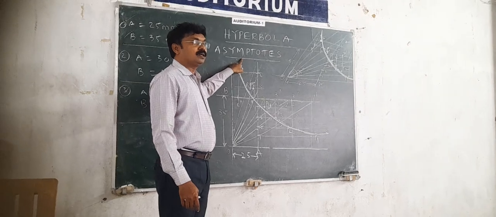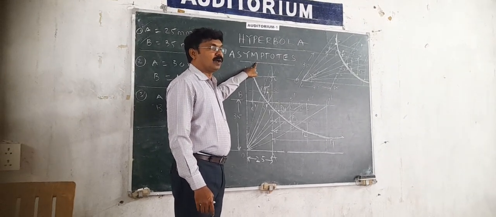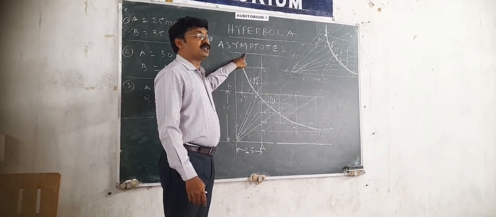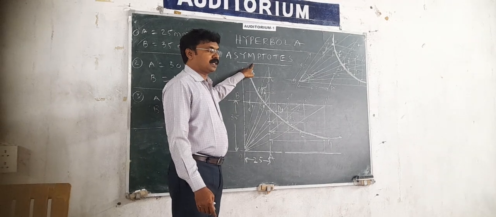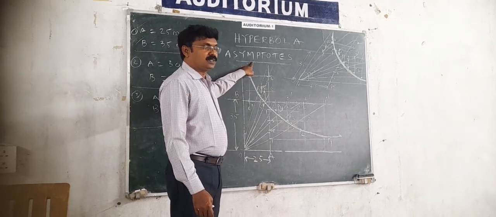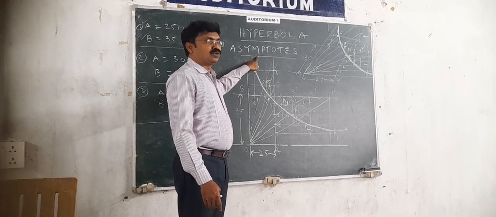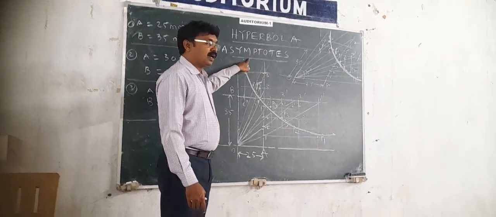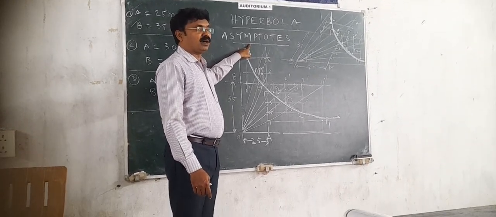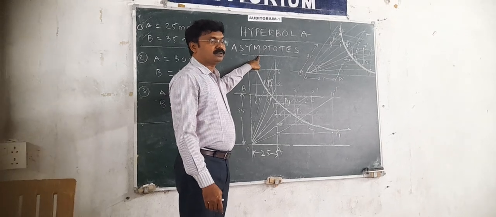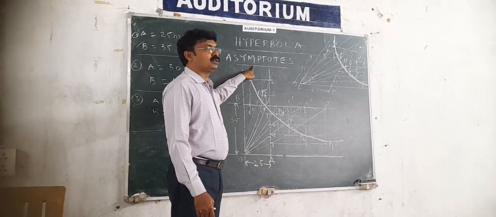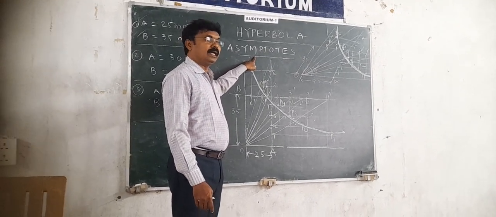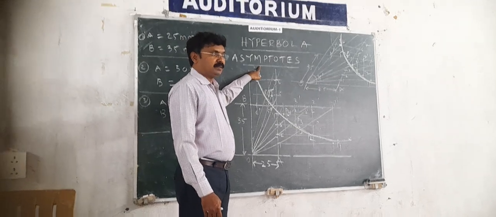Also called the asymptotes method. For this asymptotes method, to draw the hyperbola, first of all you have to draw asymptote A and asymptote B.